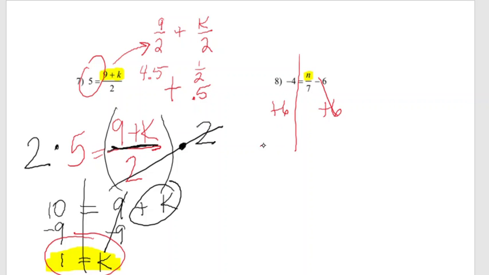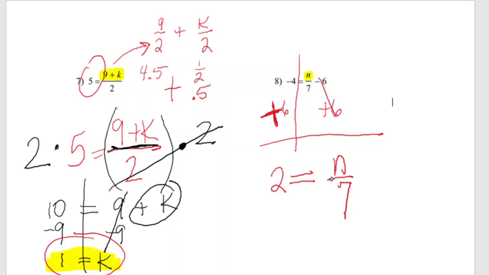Negative 4 plus 6, different signs. So I subtract 6 and 4 and I get 2. And since the positive is bigger, the 2 is positive. So I'm left with 2 is equal to n divided by 7.